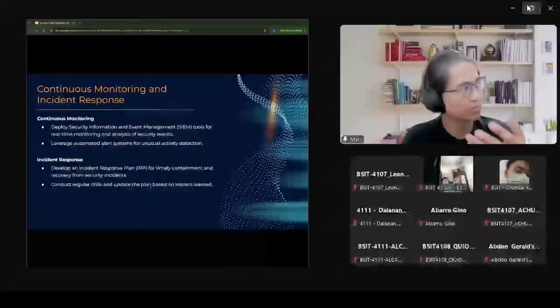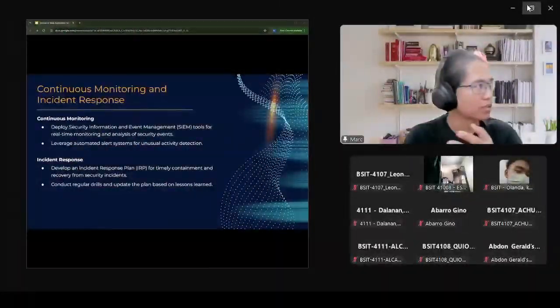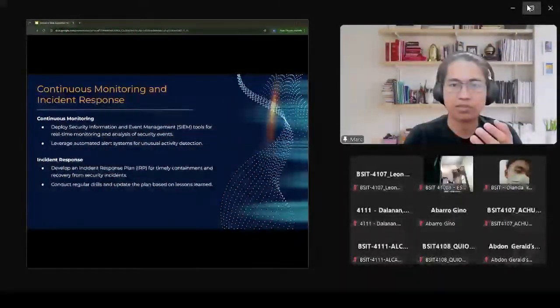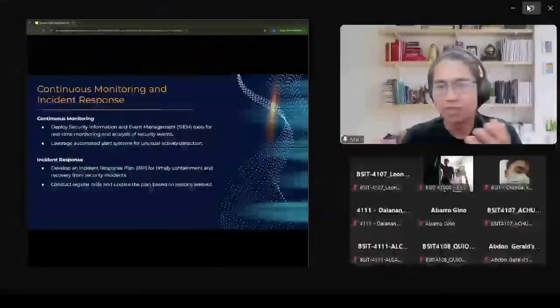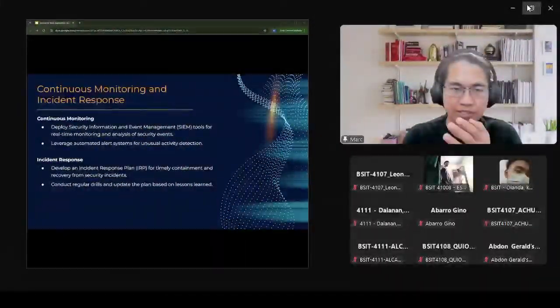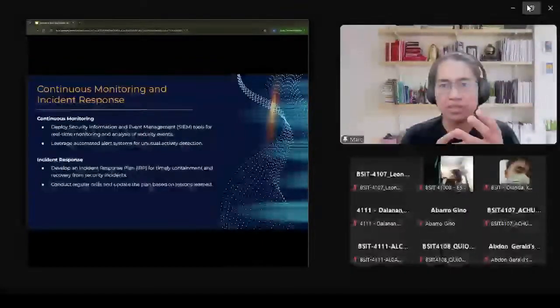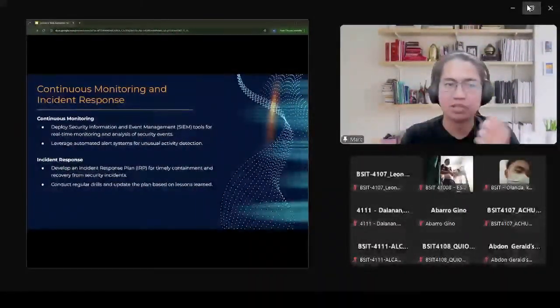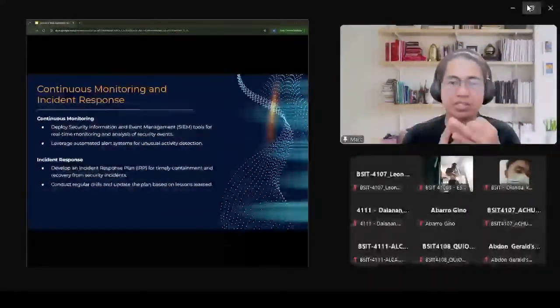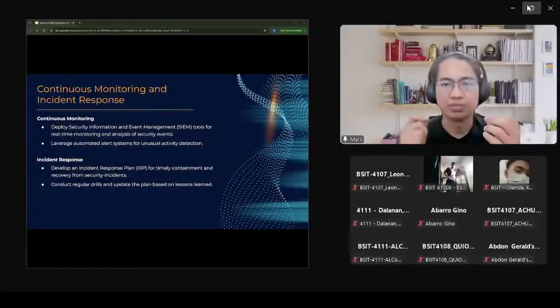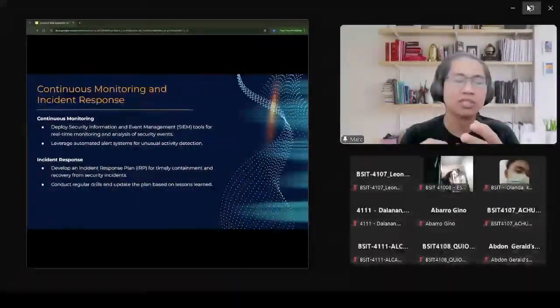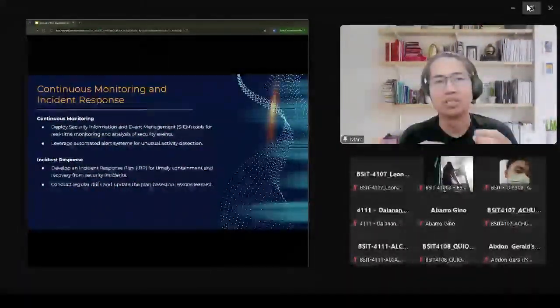Okay, so to wrap up on continuous monitoring and incident response, the combination of both is essential. Now, monitoring tools like SIEM and automated alerts keep you informed. The key thing is it keeps you informed in real time, while an IRP ensures that you are ready to act decisively when incidents occur.